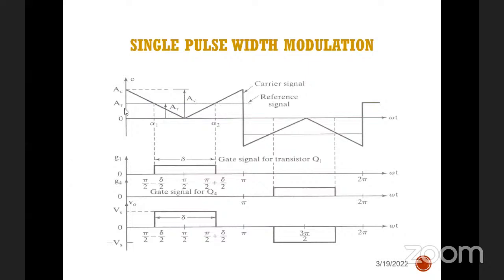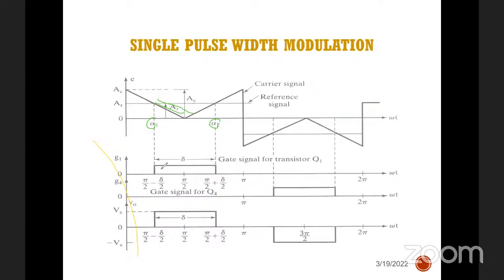What is the reference signal here? Ar is the reference signal. Wherever the reference signal magnitude is greater than the carrier signal, during that interval we provide a pulse to the thyristor or switch G1. Here, during this interval, alpha 1 to alpha 2, the reference signal magnitude is greater than the carrier signal. So between alpha 1 and alpha 2 we provide a pulse to the thyristor so that it conducts.